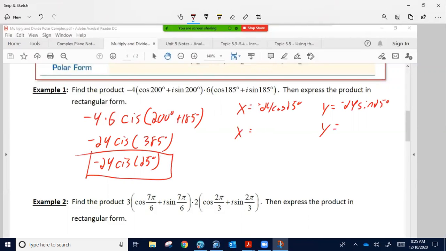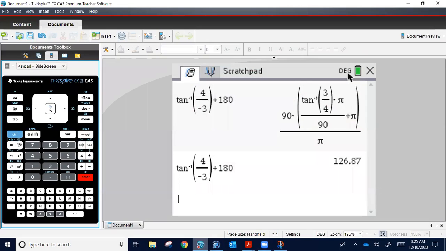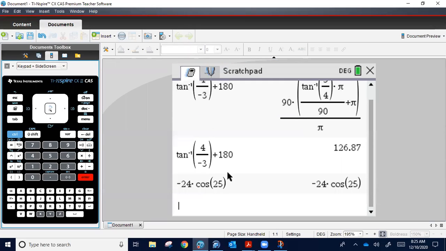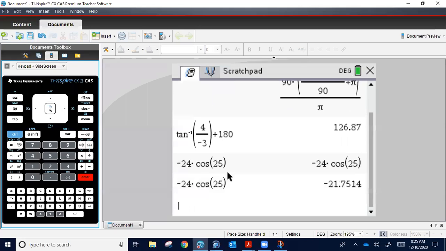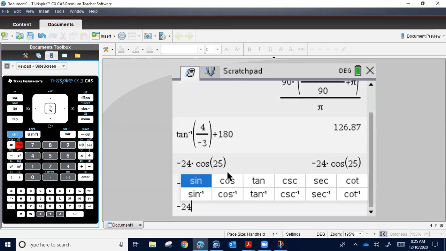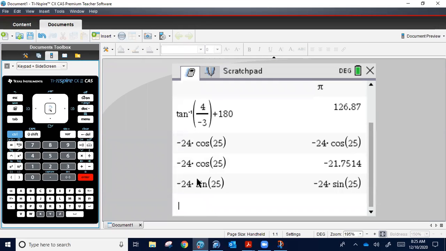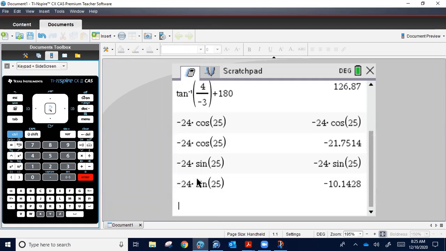25 is not something we would know, so we have to go to our calculator. -24 cosine of 25. And -24 sine of 25. We get -21.8, -10.1.